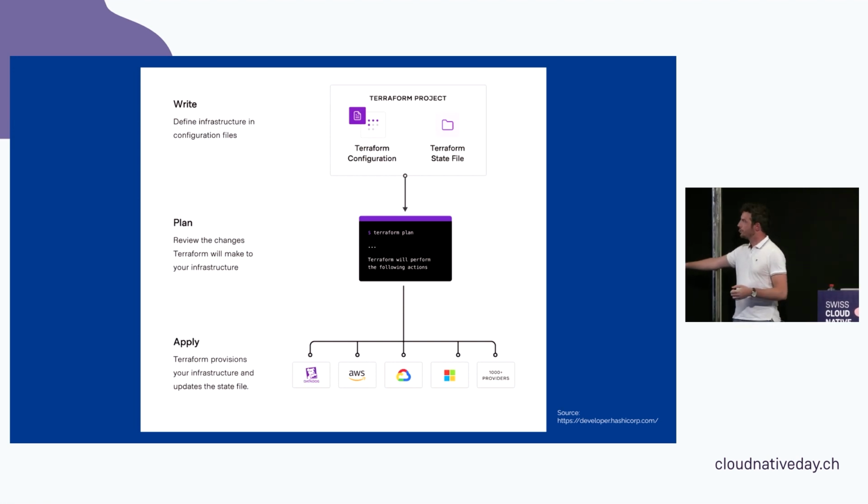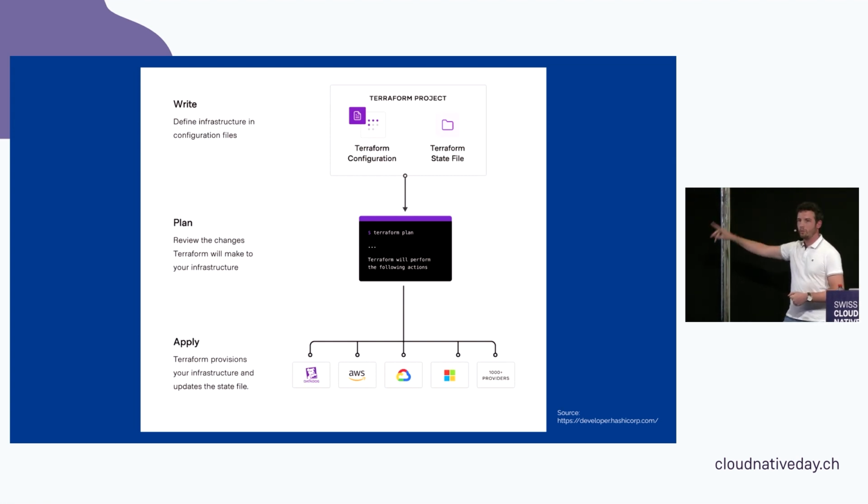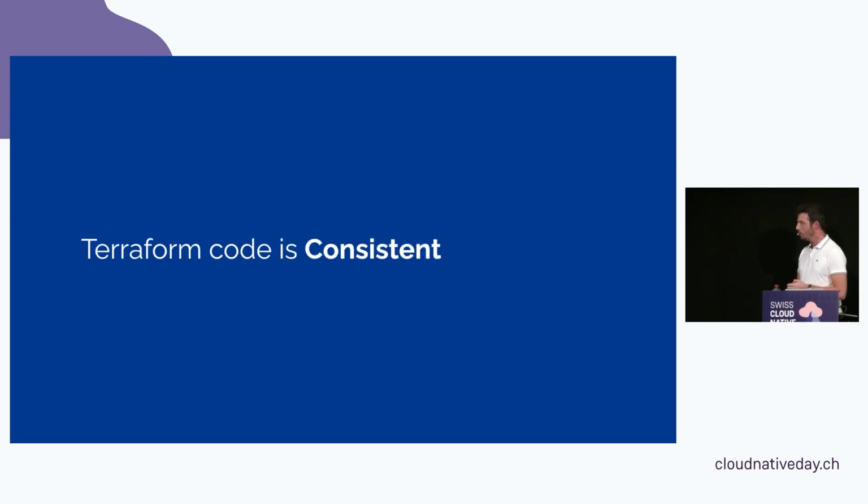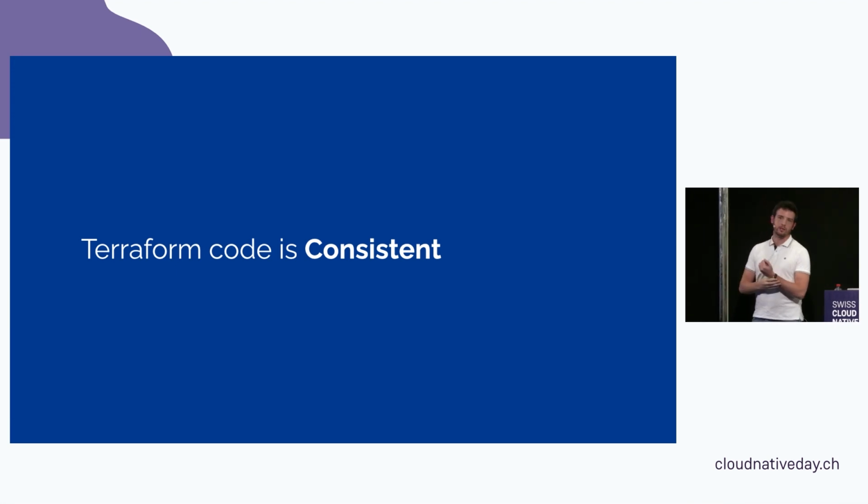And then once we are at this stage, we go back to the top. We write some more, we plan some more, we apply some more. We write some more, plan some more, and apply some more. The code that we write with Terraform is very consistent, meaning that there are no surprises, right? Most of the time, we write our Terraform code, and the Terraform plan generates a plan, exactly a plan, that Terraform has to follow in a certain order to make things run properly, to get your resources up in the right sequence.